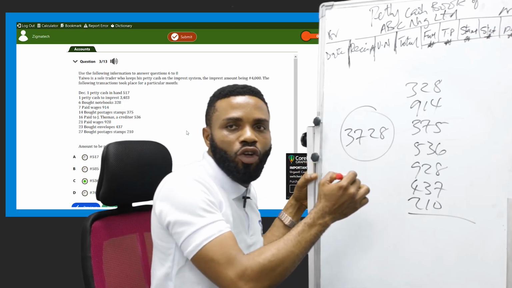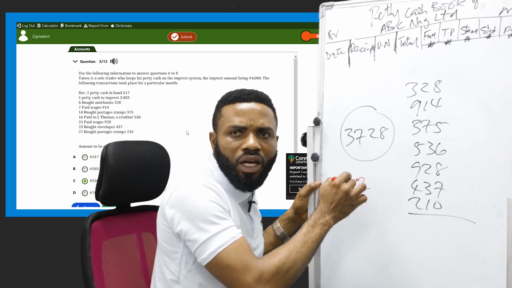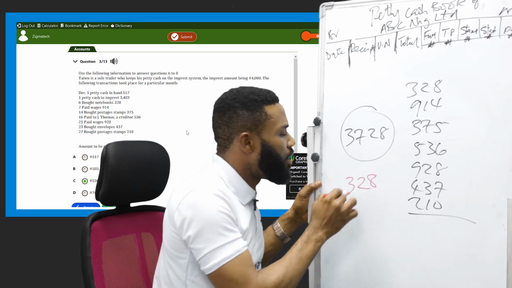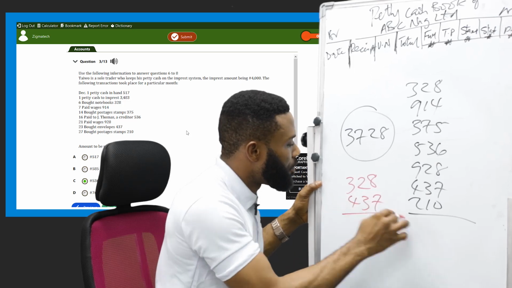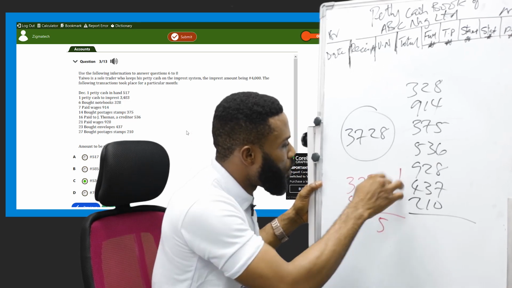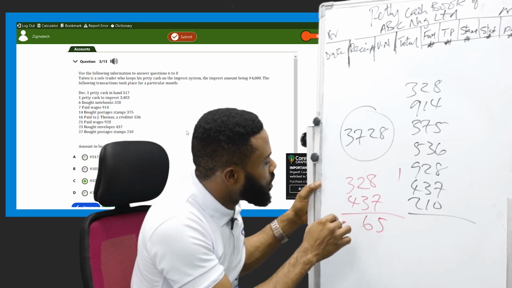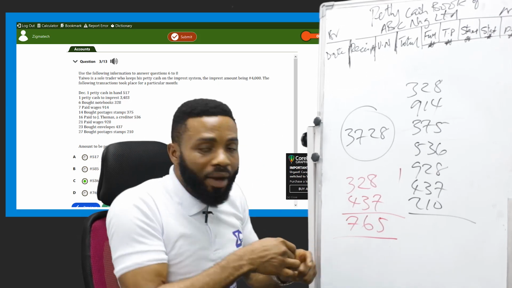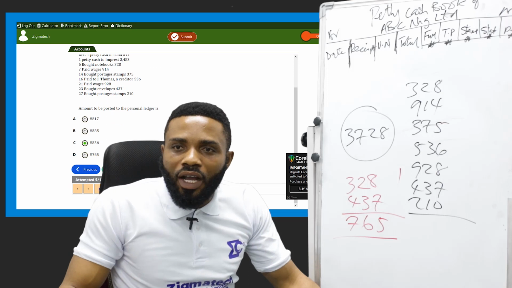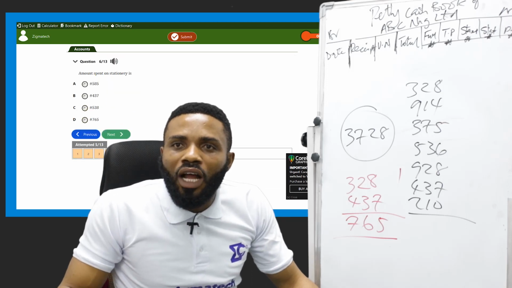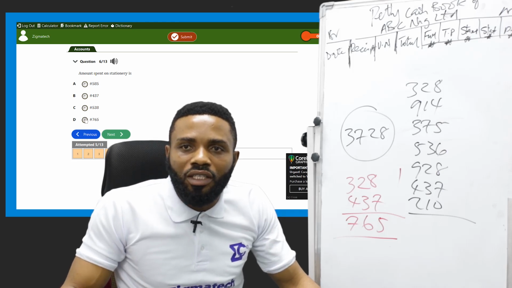notebooks. So notebook is 328, and then envelope is how much? Envelope is 437. So this is 15, carry 1. This is 5, 6, and then this is 7. So the amount for stationery there is 765. So the amount spent on stationery is 765, which is D.